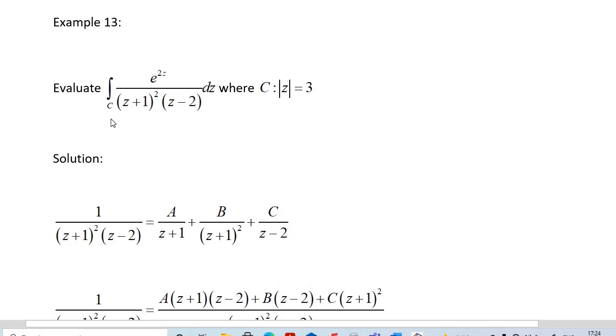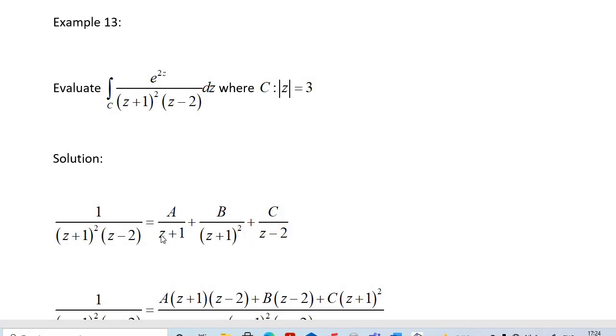Next question: integration over C of e power 2z by (z plus 1) whole square into (z minus 2) dz. So here also you can observe the contour is |z| = 3. Here also we are using partial fractions. To apply Cauchy's integral formula we need only first degree polynomials. That's why we are splitting the denominator like this.